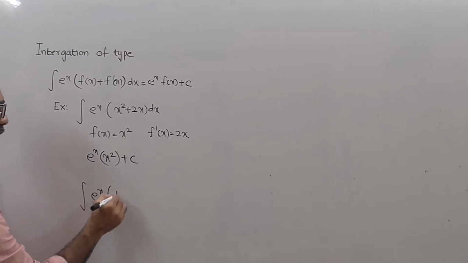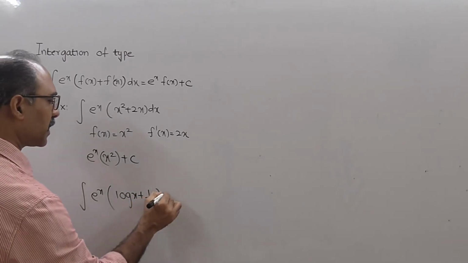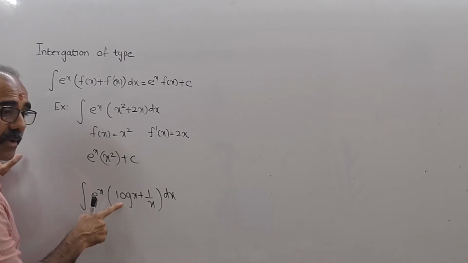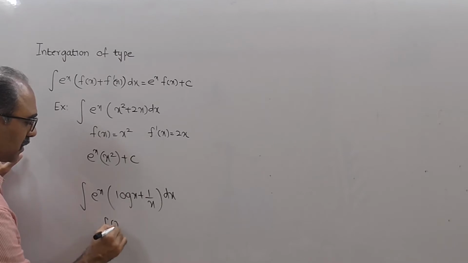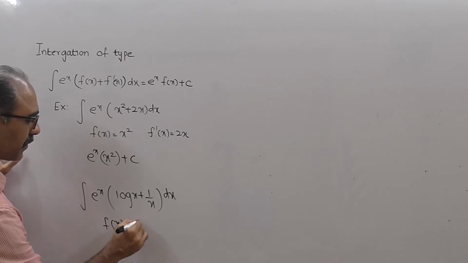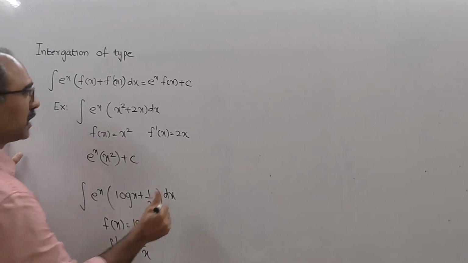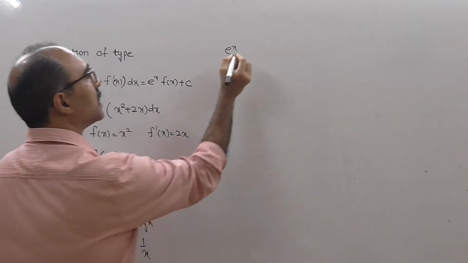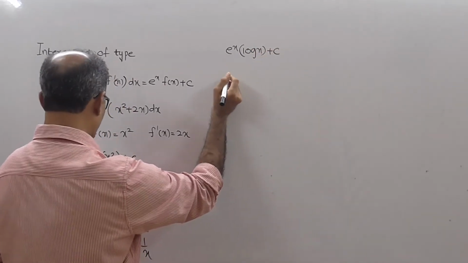Integration e raised to x [log of x plus 1 upon x] dx. So this is e raised to x. The derivative of log x is 1 upon x. So my f of x will be log x, whereas my f dash of x will be equal to 1 upon x. The answer for this will be e raised to x f of x plus c, meaning e raised to x log of x plus c.